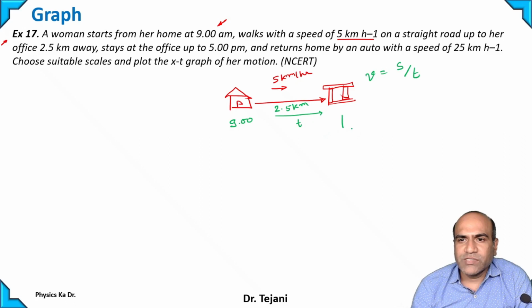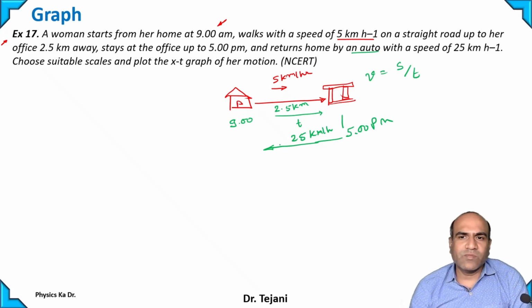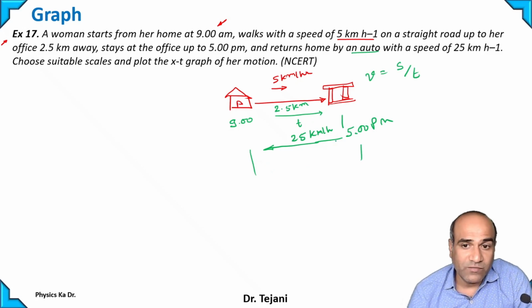Then she starts from the office at 5:00 p.m. on her returning journey, and she returns home by an auto rickshaw, and the speed of the auto is 25 kilometers per hour. She travels the same distance, 2.5 kilometers. Fine, it is good.